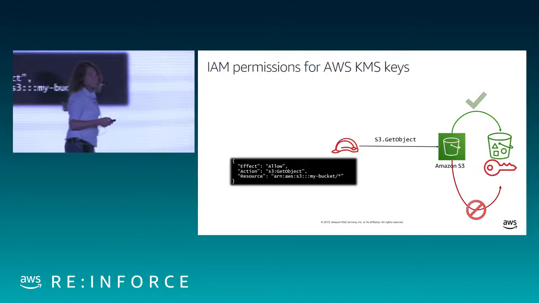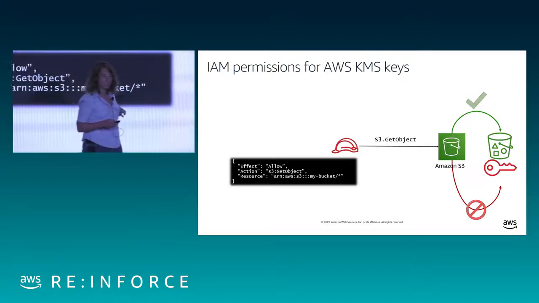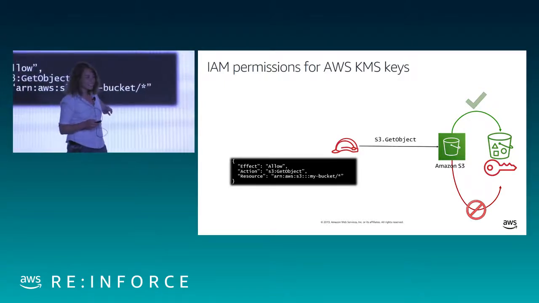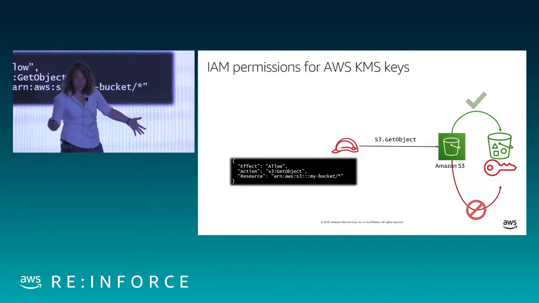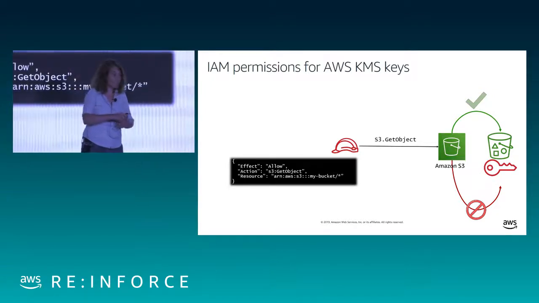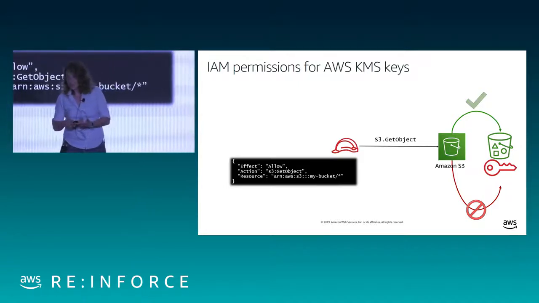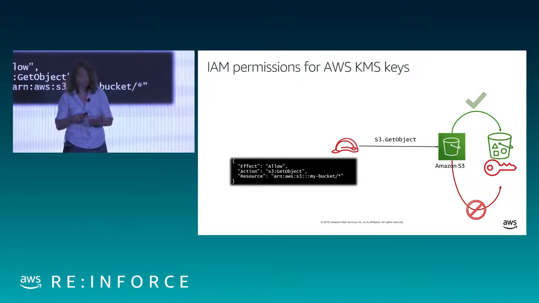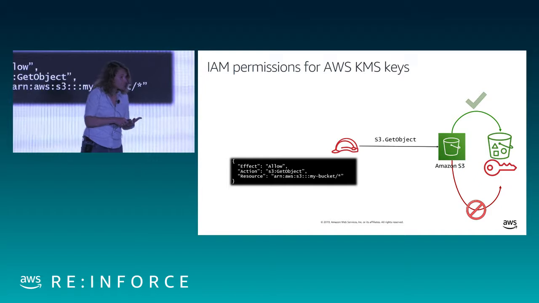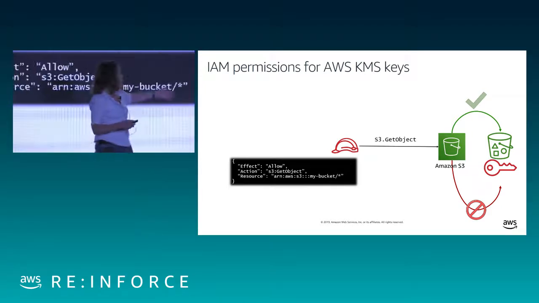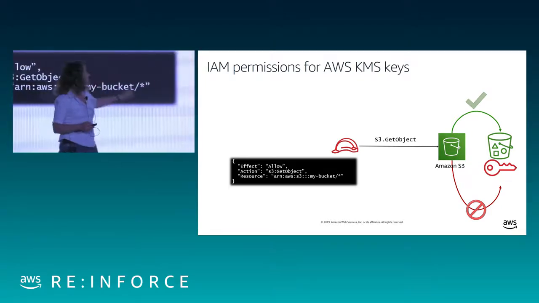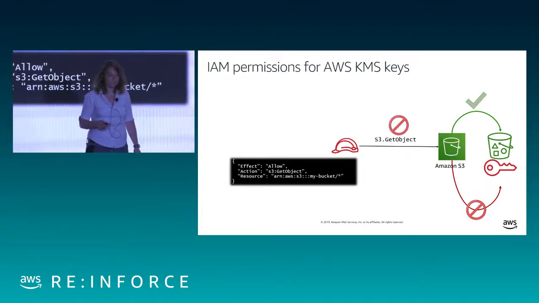Guess what? This policy says nothing at all about KMS. And the rules of IAM are that if I have a deny anywhere, it's denied. If there are no denies and I have an allow anywhere, it's allowed. And if nobody says anything about it, it's denied. Well, nobody said anything about KMS. I don't have permission to decrypt it. My get object is going to fail.